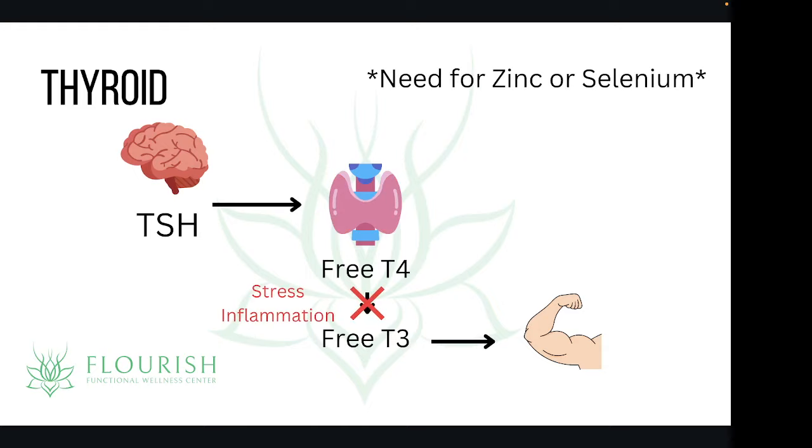So the next pattern we're going to talk about is a conversion issue. T4 needs to be converted into T3 in order for it to react with cells and increase metabolism. Whenever you're in periods of high stress or inflammation, it's going to decrease the body's ability to convert T4 to T3. And it can also be as simple as needing zinc or selenium, but more often than not, it's a stress or inflammation issue.